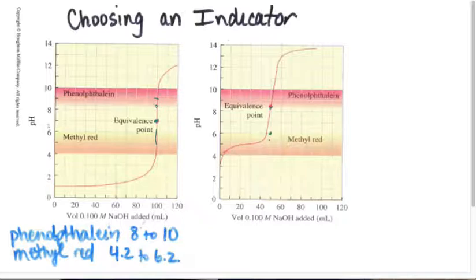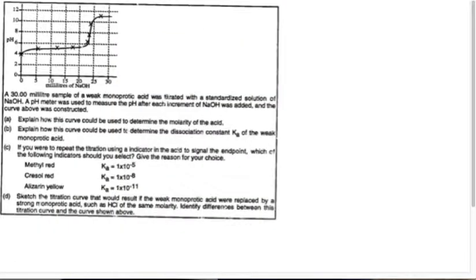So that would be 45. So it could be like 2 to 3 mils difference. That's a big difference. So we cannot use methyl red. Does that make sense? Okay. So there will be questions on the AP asking you what indicator to choose, just like in this problem. They'll give you the Ka, and so you'll be able to pick one that's appropriate for where your equivalence point is.